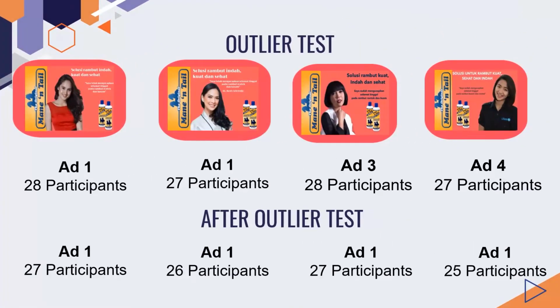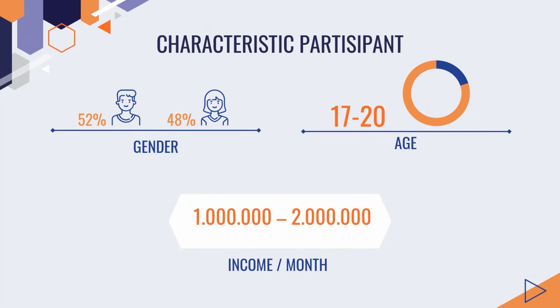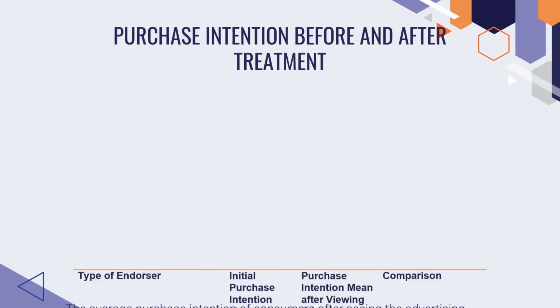Characteristics of participants. The majority of participants were male, 51.8%, while 48.2% were female. The majority of the study participants were aged 17 to 20 years old, as much as 61.8%. As for participant income, the majority, 42.7%, earned 1 million to 2 million.